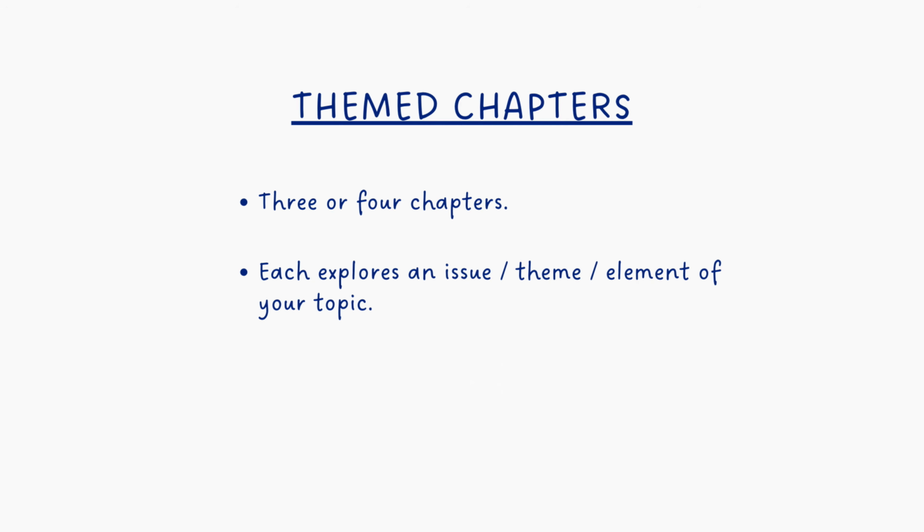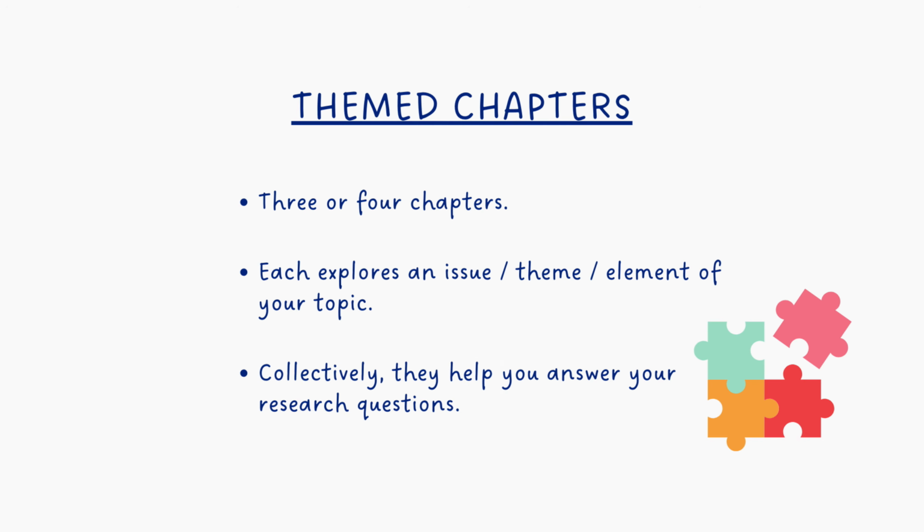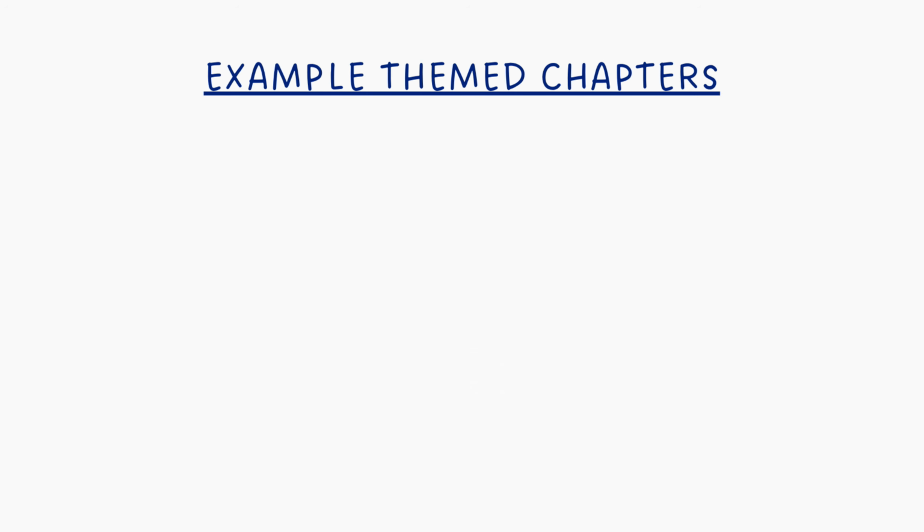Now, after your theory chapter, you're going to include another 3 or 4 chapters, and each of these chapters is going to explore a particular issue or theme that relates to your topic. Think of these chapters as pieces of a jigsaw puzzle. They all make a contribution towards understanding the bigger picture. This is going to vary tremendously depending on what you're actually doing your dissertation on, but here are some ideas.